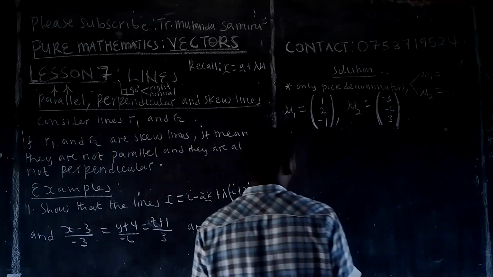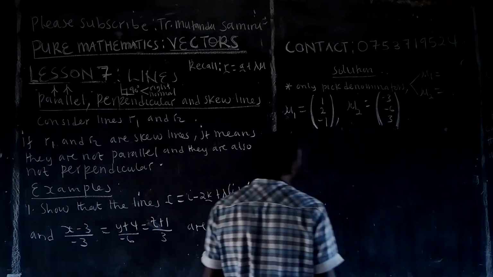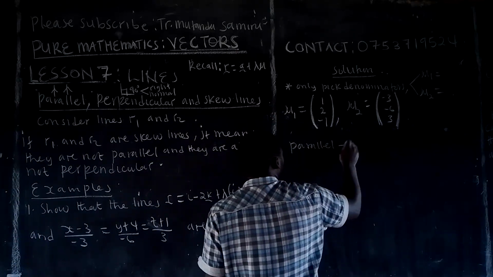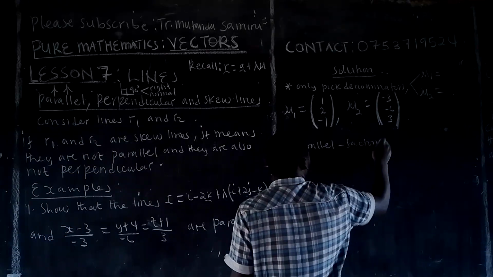So you have that. Now, when you factorize, for parallel, the simplest way is to factorize to find a common factor.